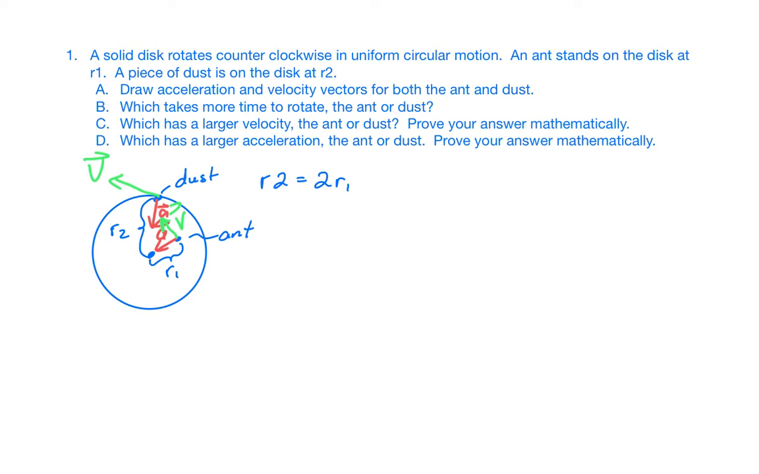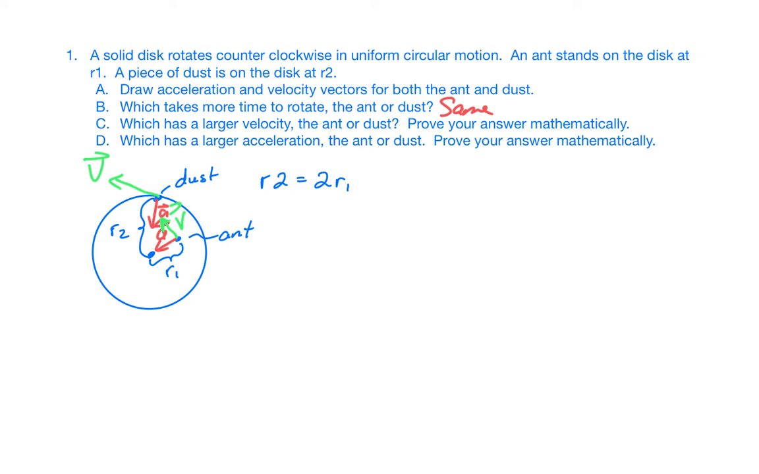So that's part A. For part B, which takes more time to rotate, the ant or the dust, hopefully you realize that they take exactly the same amount of time to rotate. There is no difference between the time it takes for the ant to rotate versus the dust. Now that doesn't mean they're going in the same velocity, but that does mean that they take the same amount of time. And it's because it's a rigid body, right? It doesn't make sense that one part of the disk would rotate in less time than the other part.